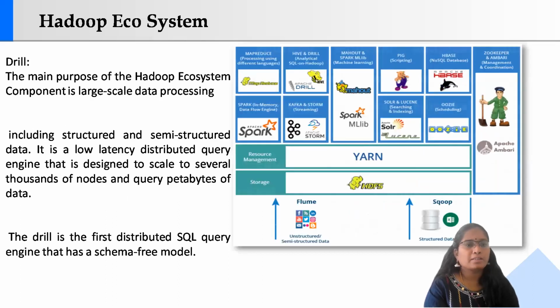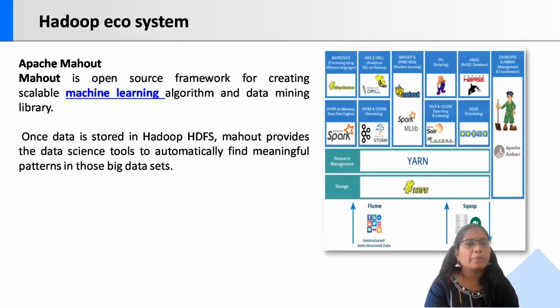And the next component is Drill. This is also for large-scale data processing. It's mainly for structured and semi-structured data. It handles more than petabytes of data in a distributed environment. And the next component is Mahout. This works with machine learning algorithms and data mining libraries. It's mainly helpful for data science people to get meaningful information or patterns from big data sets.